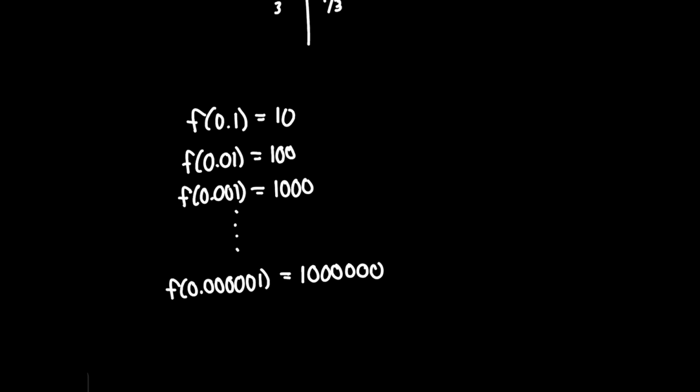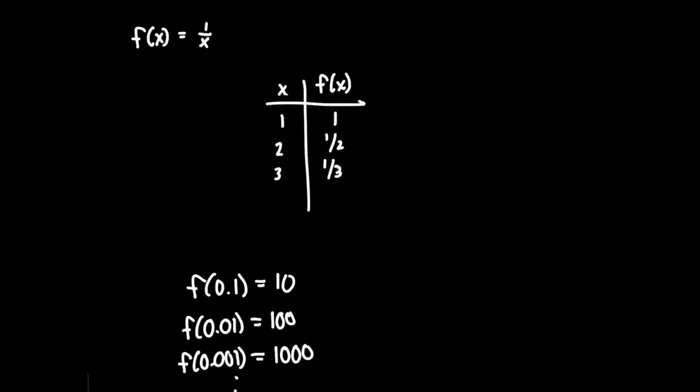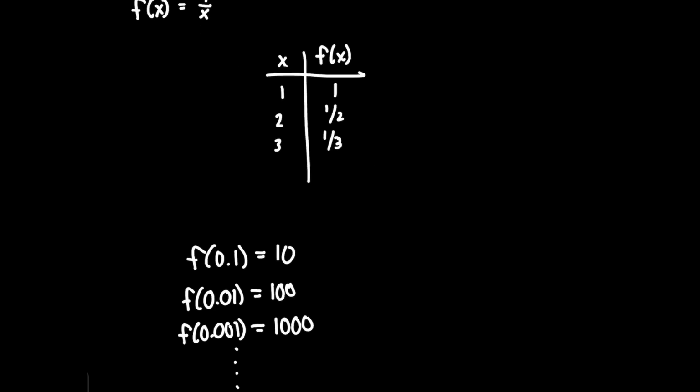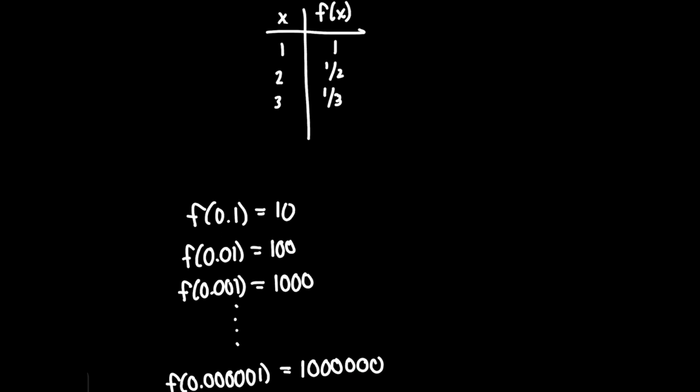Wait, so is that it? Does 1 divided by 0 equal infinity? It would appear so, but we're only looking at half the story. That's because there's another way to get to 0. In our first example, we considered getting to 0 from the positive side. But you can also get to 0 from the negative side. After all, 0 is right in between the negative and positive numbers.